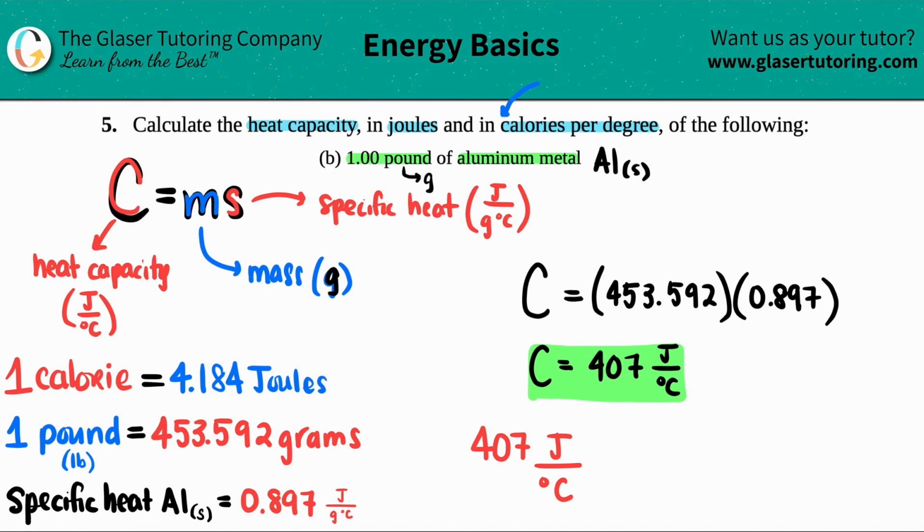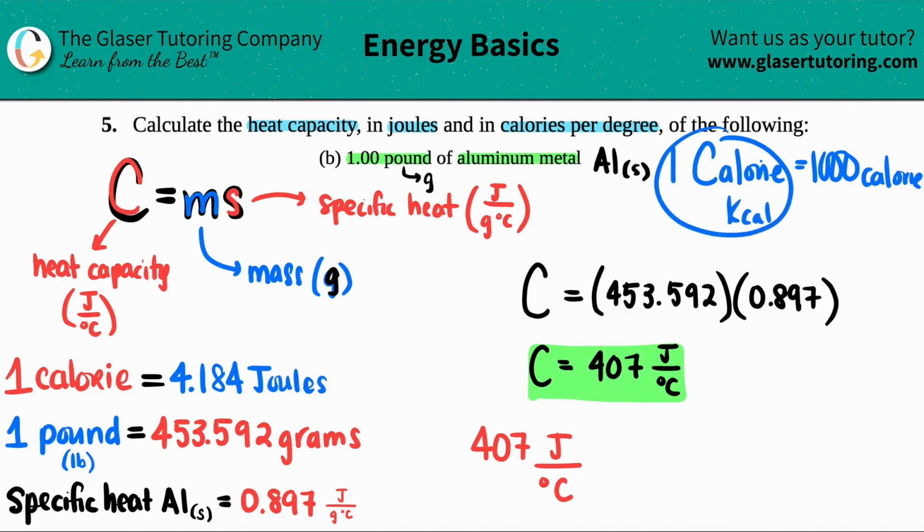Now, I just want to point out here that they told us that we needed to convert to lowercase c. There is a difference between calories with a lowercase c and calories with an uppercase c. One uppercase C calorie is equal to 1,000 lowercase c calories. The capital is the same thing as a kilocalorie. These are actually what's on our food labels on the back of any edible product. We're just calculating the lowercase calorie here.